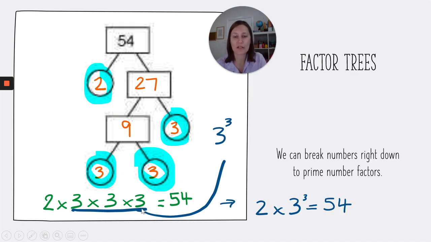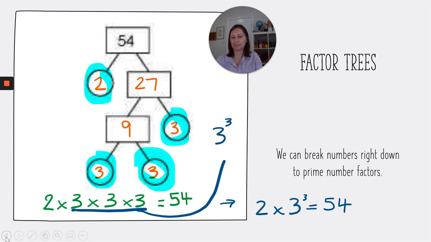I've got 3 times 3 times 3, which can be written like this: 3 cubed. 3 times 3 is 9 times 3 is 27. And then I've got 2 times 3 cubed, which is 2 times 27, which is the same as this. That's a bit more complicated for older kids, but that is another way that you can write that. Nice and simplified right down to its prime factors. 2 times 3 cubed equals 54.